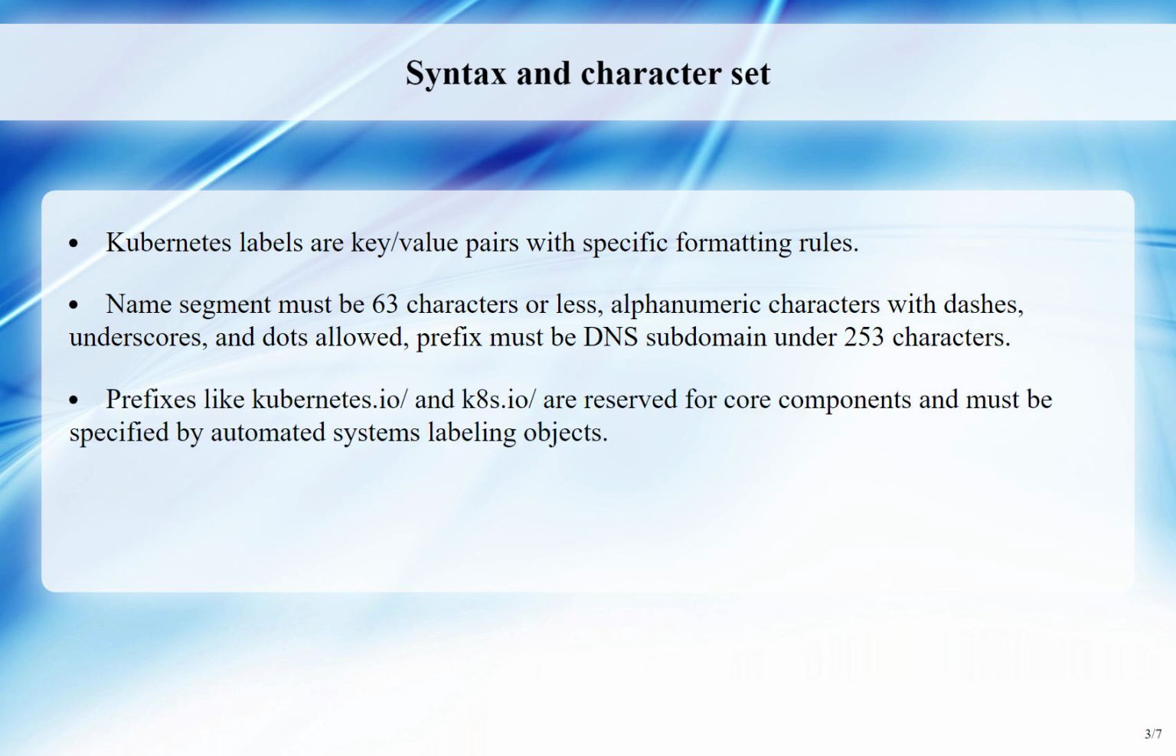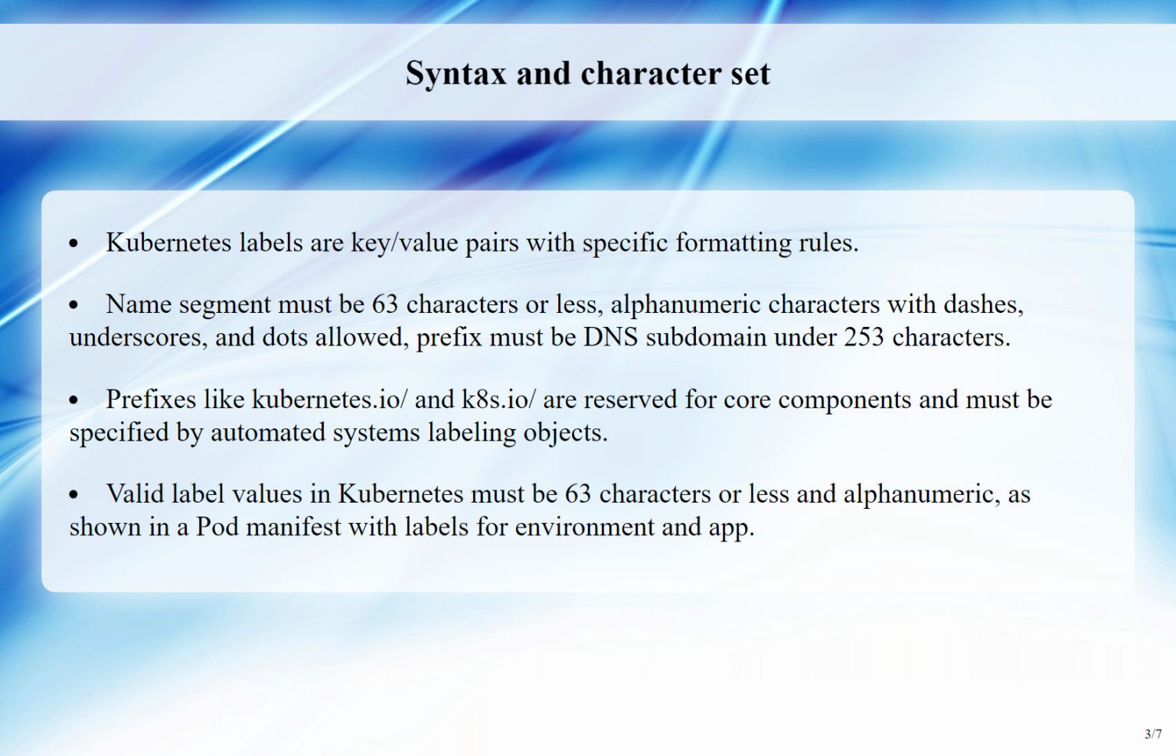Certain prefixes like kubernetes.io/ and k8s.io are reserved for core components. Automated system components adding labels to objects need to specify a prefix. Valid label values must also be 63 characters or less, with similar alphanumeric character requirements. An example of a pod manifest with two labels, environment: production, and app: nginx, demonstrates the use of labels in Kubernetes.